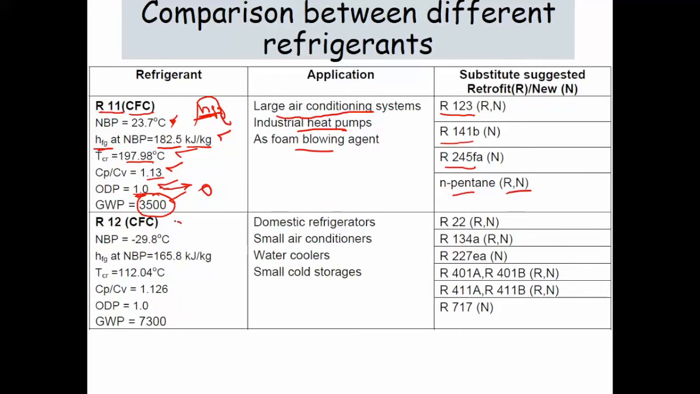Next one is R12. This is the boiling point, latent heat, critical temperature, Cp upon Cv, or you can say gamma also, ozone depletion potential, global warming potential. See, the global warming potential is 7300. This is used for domestic refrigerators, small air conditioning, water coolers, small cold storage. These are the various alternatives of R12: R22, R134a, R227.